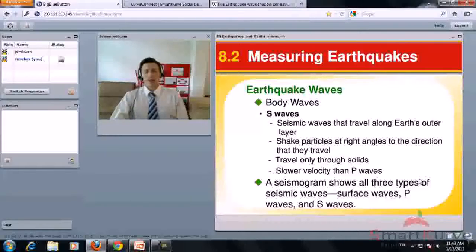So remember, these are slower, but particles are moving at right angles to the direction of the wave, and they are slower.